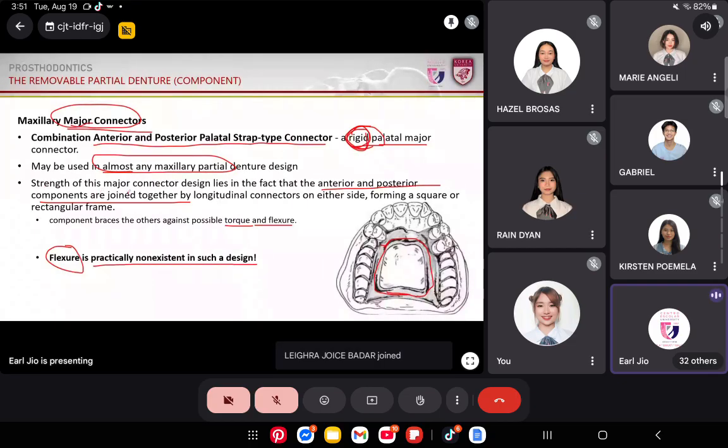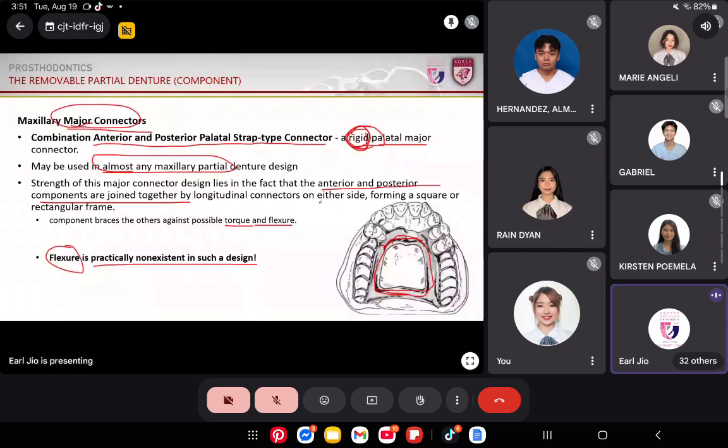Its strength lies in the fact that anterior and posterior components are joined together by longitudinal connectors on either side, forming a square or rectangular frame. Components brace the others against possible torque and flexure. So again, flexure is practically non-existent in the design. It should always be rigid. Dapat hindi gumagalaw.